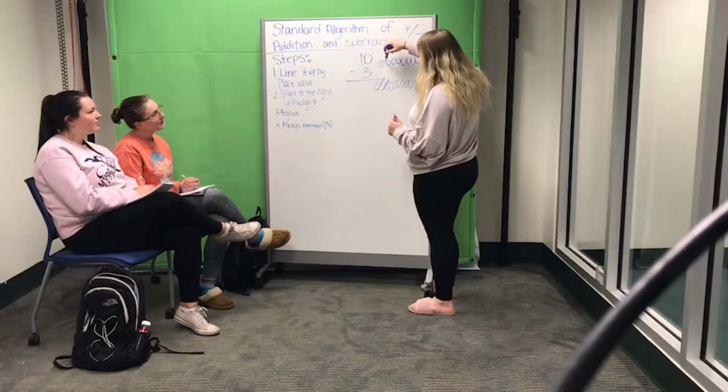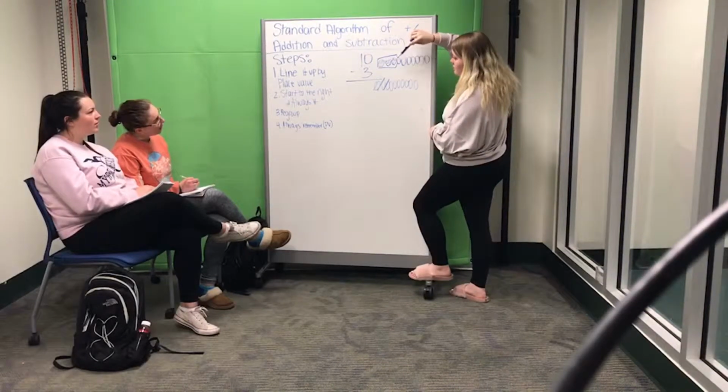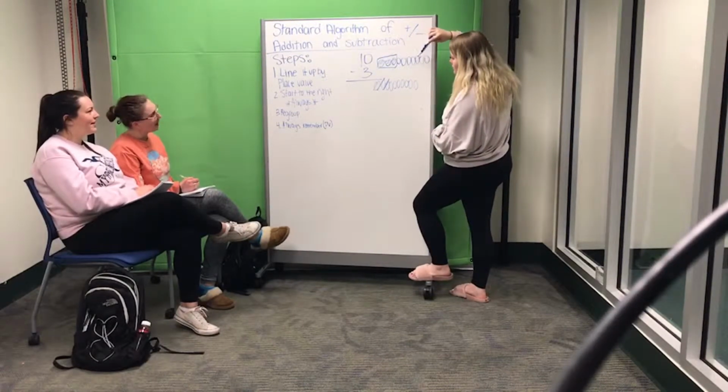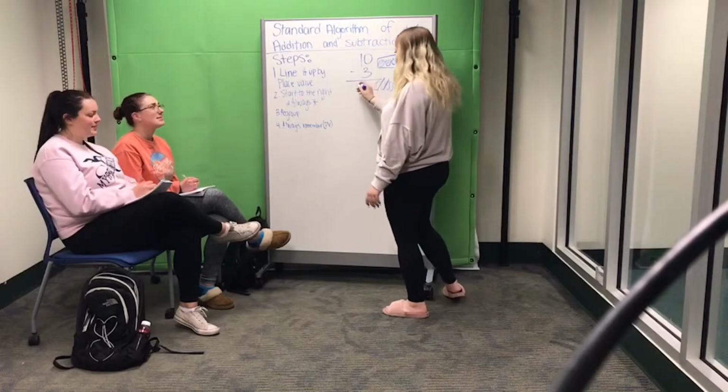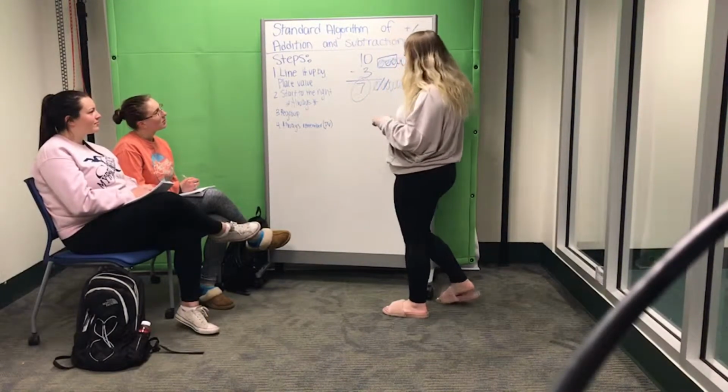So now that I have 3 shaded in, we're going to pretend these aren't even there. Can you count with me how many's left? 1, 2, 3, 4, 5, 6, 7. So what would the answer be? 7. Correct. So that's how you do standard algorithm when it comes to subtraction.